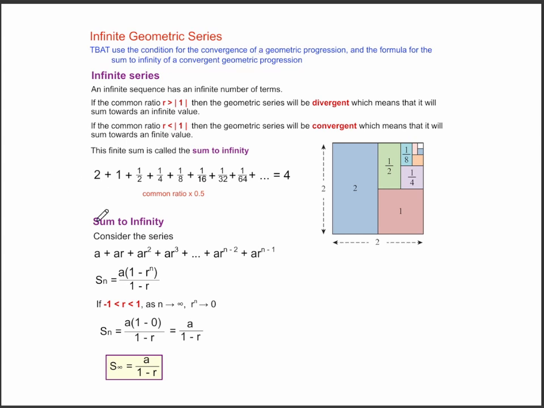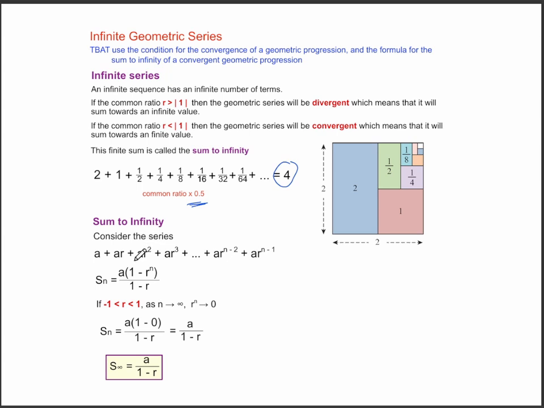An example is this. Suppose we had the sequence 2, 1, a half, 1/4, 1/8, and so on. As you can see, the common ratio is 0.5, and that is between -1 and 1, or you can say the absolute value is less than 1. If that's the case, then it will add up to a certain finite value. If you keep on adding values of this series, it will never be more than 4. If you add an infinite amount, it will converge to the value 4.